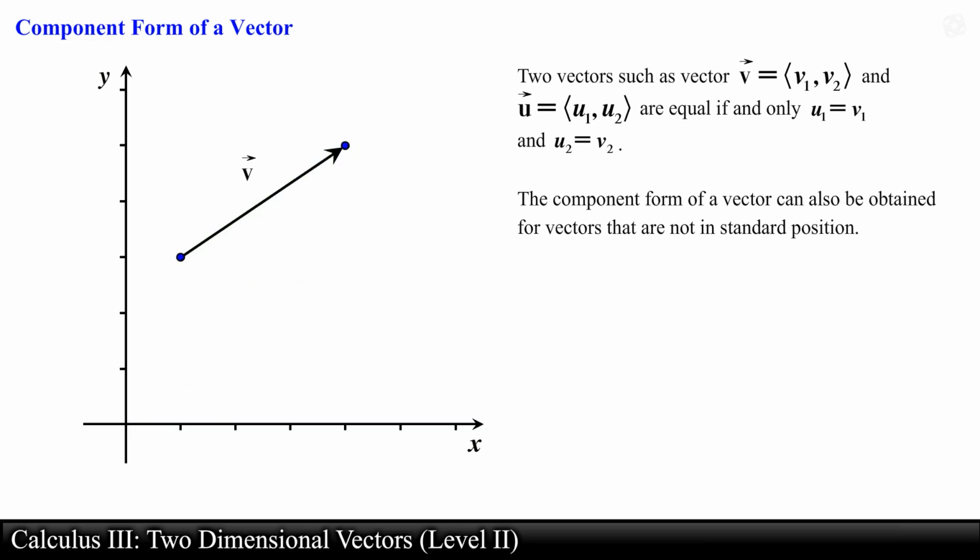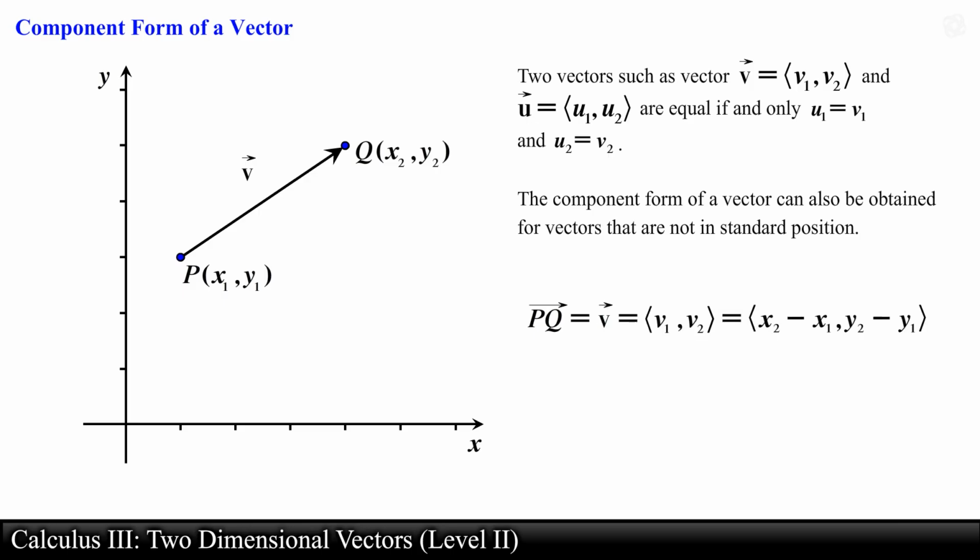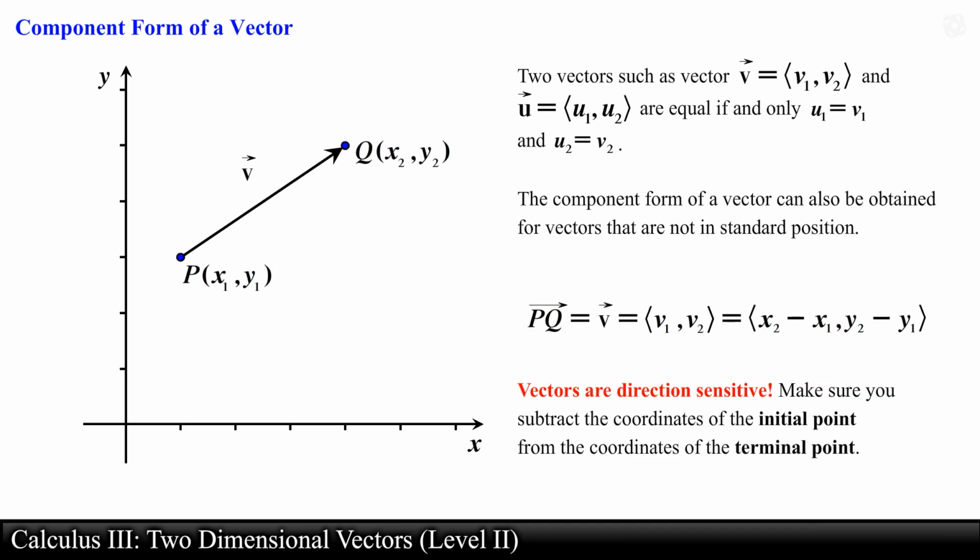In general, any directed line segment with initial point (x sub 1, y sub 1) and terminal point (x sub 2, y sub 2) can be represented in component form by simply finding the difference of the x coordinates for the x component and the difference of the y coordinates for the y component. Because vectors are direction sensitive, we need to make sure we subtract the coordinates of the initial point from those of the terminal point when finding the component form of the vector.